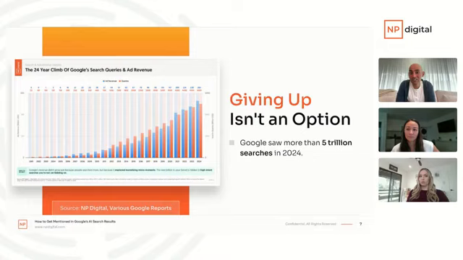But does that mean that you should give up? No, it's not really an option. Why? Google's continually growing. When we look at the latest numbers published by Google, 5 trillion plus searches a year. That's ridiculous. And when you put it on a daily basis, that's over 13 billion searches per day. Their numbers are continually growing more and more. Google's not slowing down in popularity. ChatGPT has not killed it.